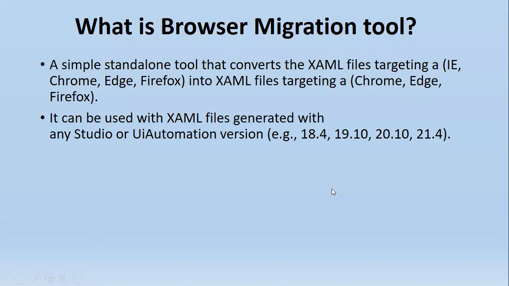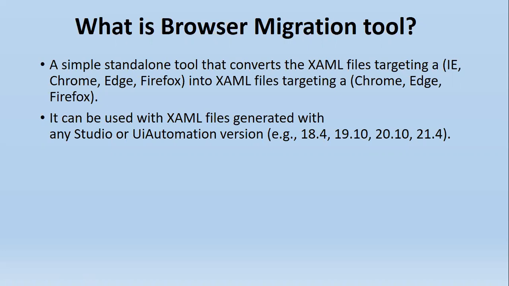So what is browser migration tool? Instead of doing it all manually, like going on each selector and changing the selector to be compatible with our destination browser, there is a tool that has been released by UiPath in the 2021.6 release, which is the browser migration tool. It's a simple standalone tool, an executable file that converts the XAML files targeting a certain browser. Say, for example, we need to shift from IE, Chrome, Edge, or Firefox to any other browser.